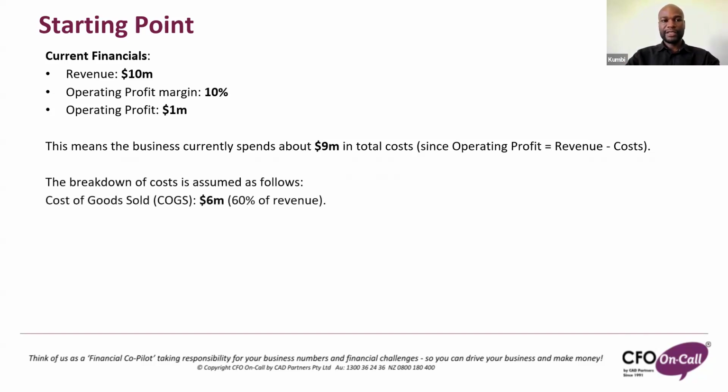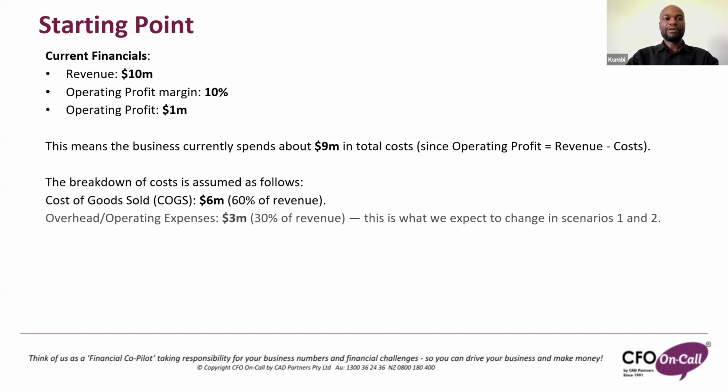So here we are breaking down the income statement. We've got revenue, then we've got cost of goods sold. Our cost of goods sold is currently 60%. This gives us a gross profit margin of 40%. So our GP in dollar terms is $4 million. And our overhead costs are $3 million, which is 30% of total revenue. So this is the line that is going to change between scenario 1 and scenario 2.